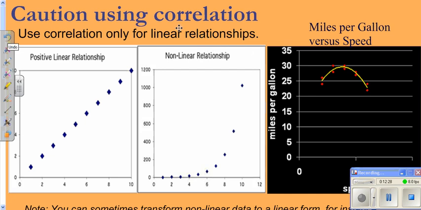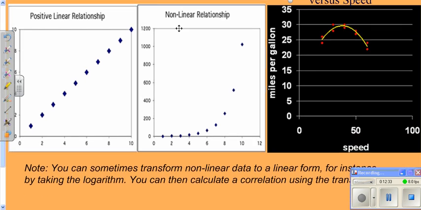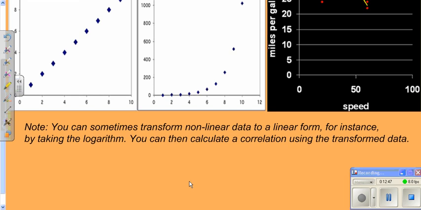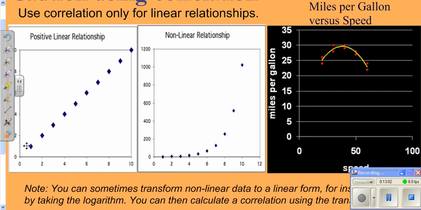Now, R only works with linear data. R does not work with nonlinear data. So R would work great for this first one. But here, this is not linear, it would not work well. This one over here, it's not linear, so you cannot use R to describe what's going on. Now, you could go ahead and transform your nonlinear data into a linear data set using logarithms, but that's not in the scope of this class. We are only going to be focusing on what comes to you as linear.